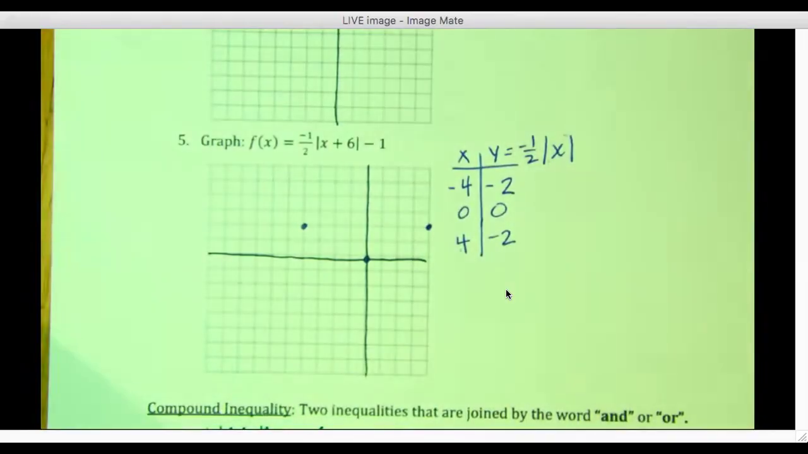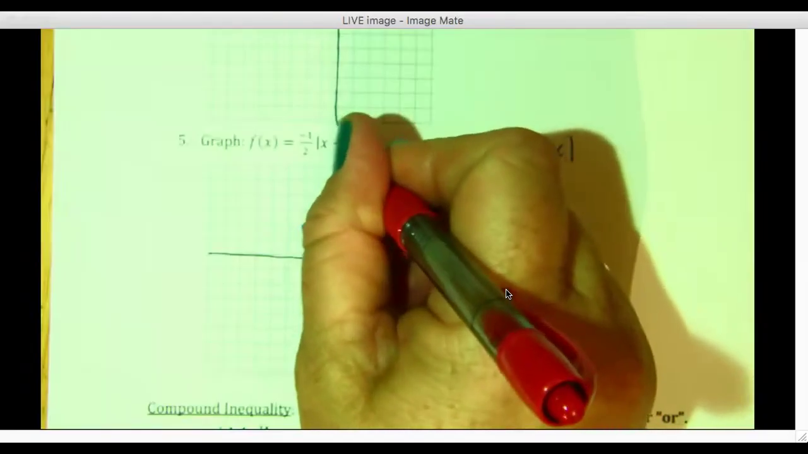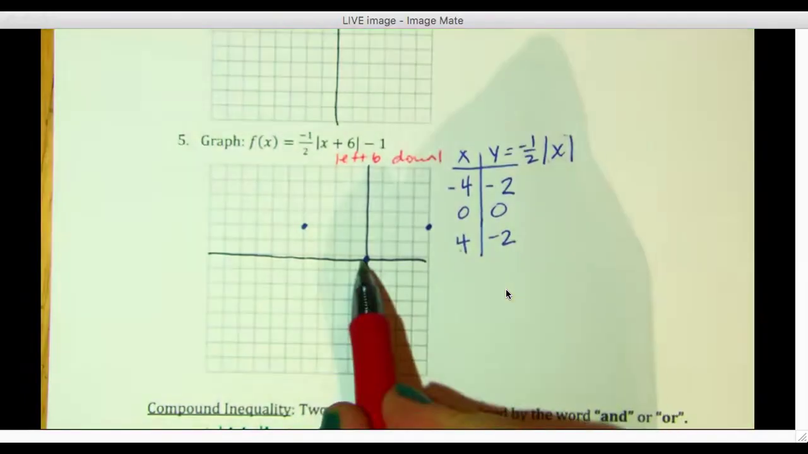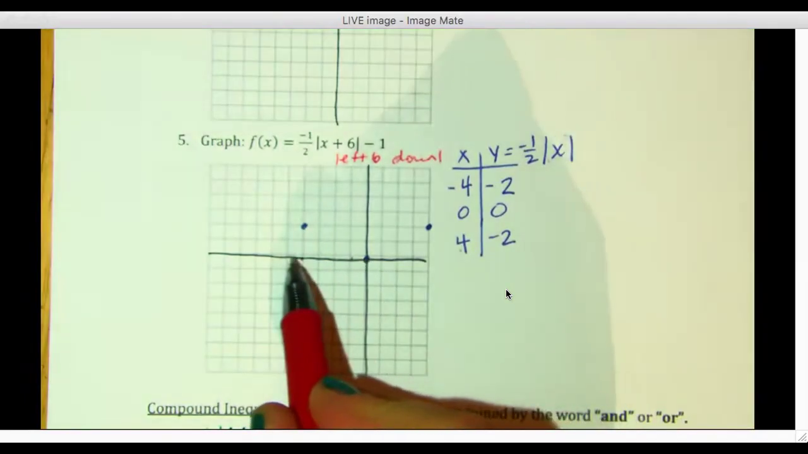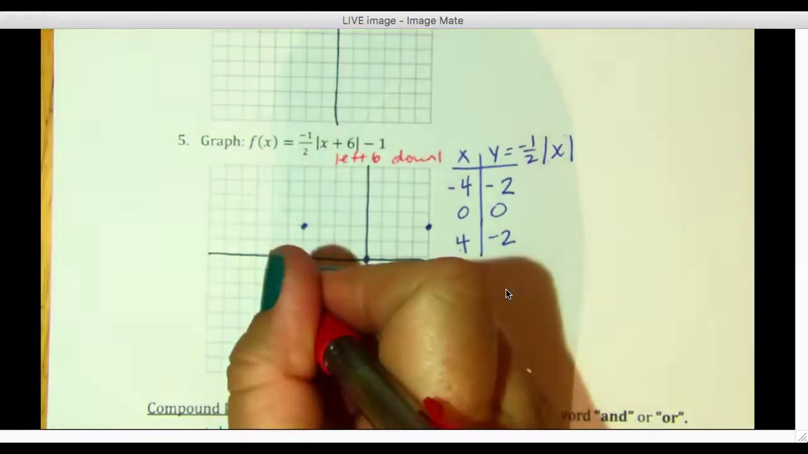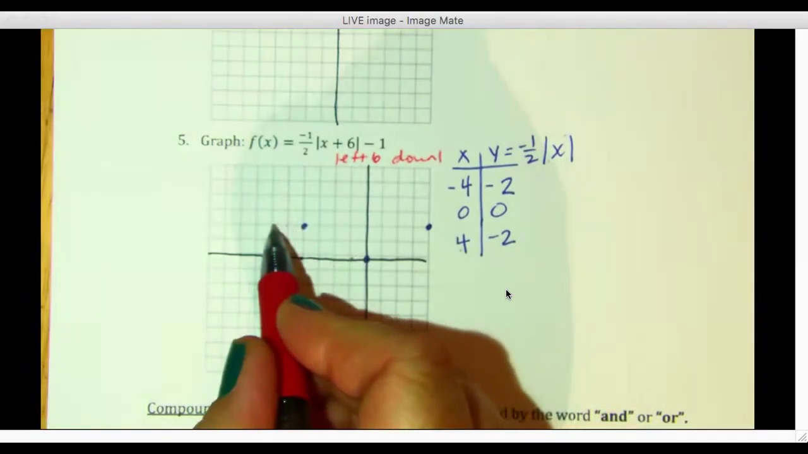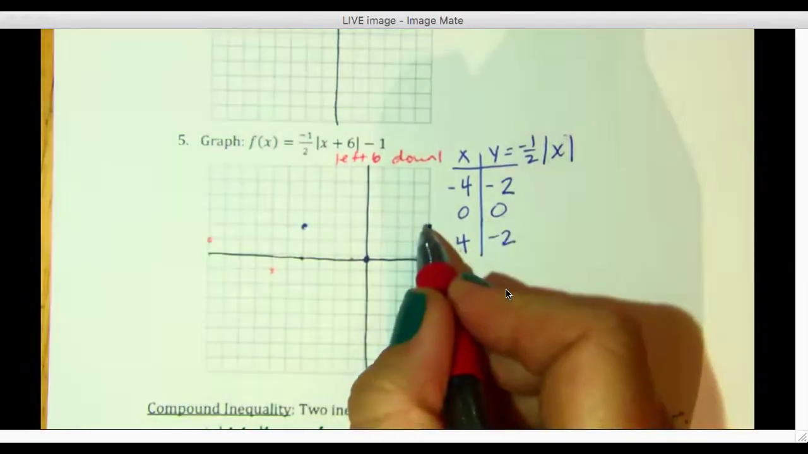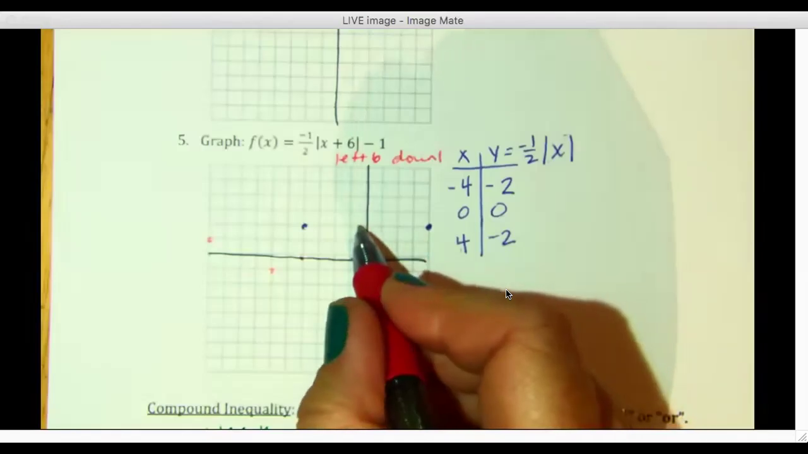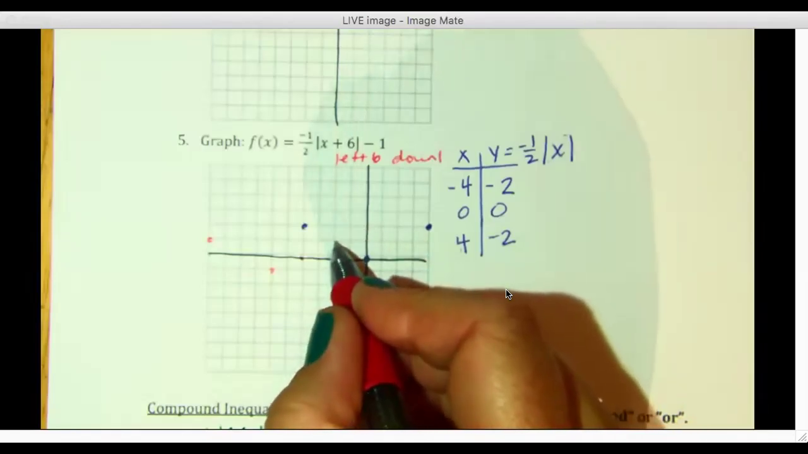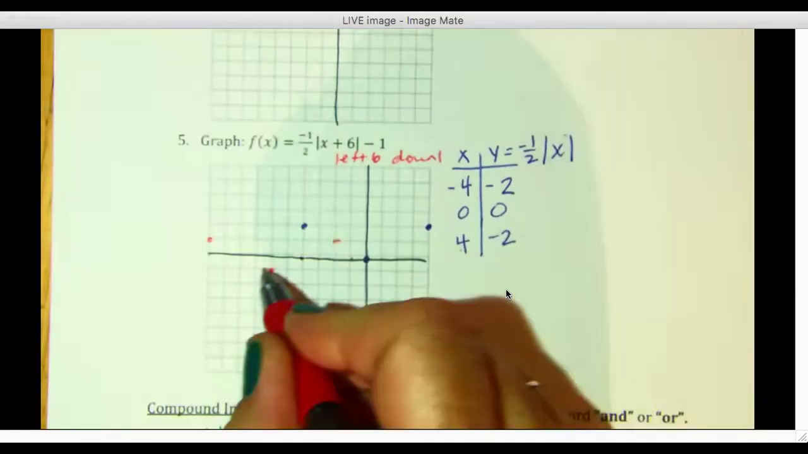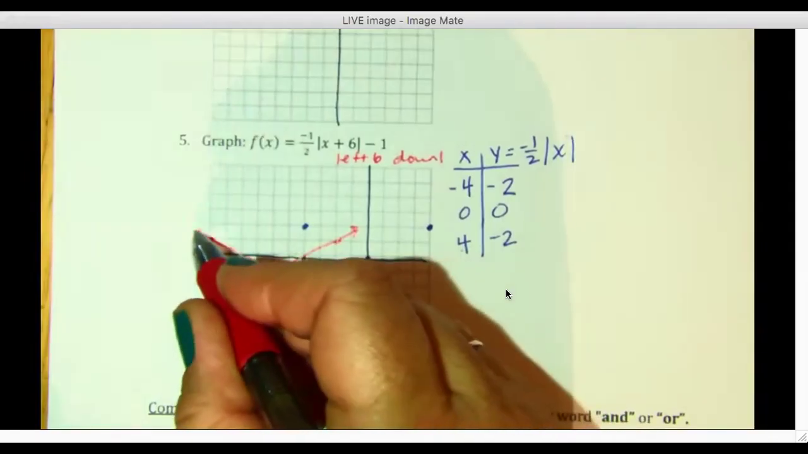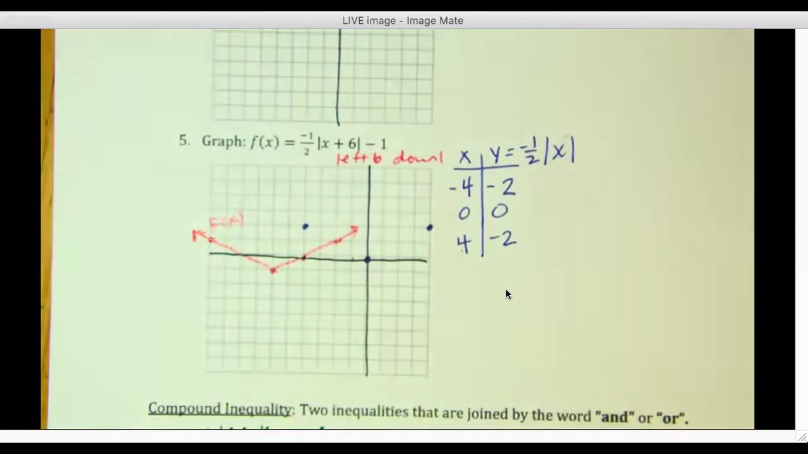But I have these shifts. I have this left 6 and down 1. So left 6, 1, 2, 3, 4, 5, 6, and down 1. Left 6 and down 1. Left 6 and down 1. And I can go ahead and draw my graph f of x. Okay.